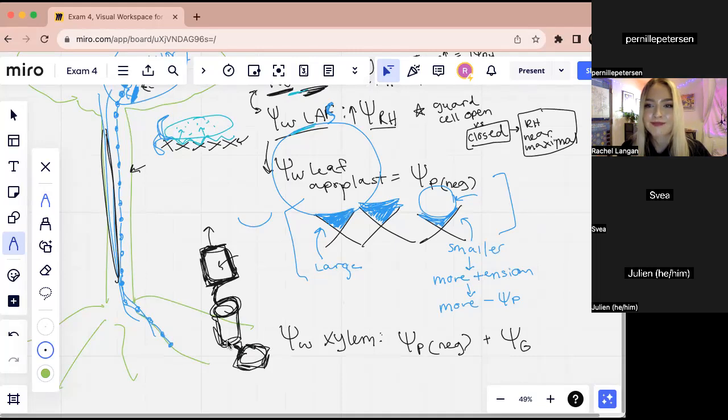It does, yeah. Would the leaf airspace then be considered like apoplast or no? No, because it's just airspace. Okay, cool. Thank you. You're welcome.